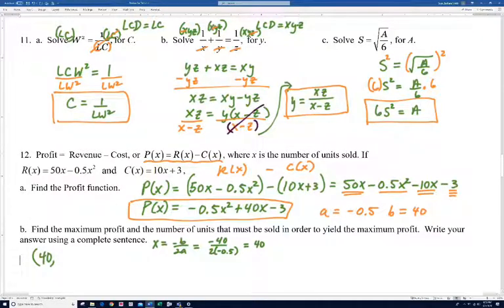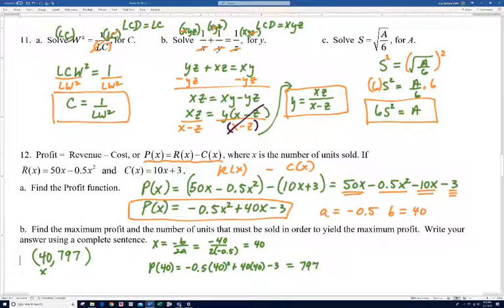And now we need to plug that into the function to find the corresponding y value. So I'm just going to plug 40 into the function. And when you do that, you should get 797. So our vertex is the point (40, 797).